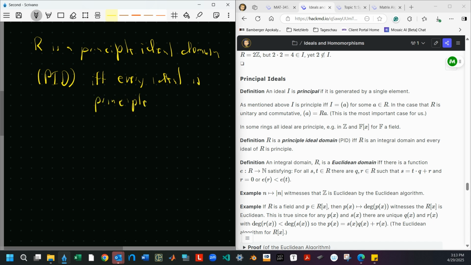And in some sense, you can think of principal ideal domains as being like Z. So first, let's see, claim: Z, the integers, is a principal ideal domain.